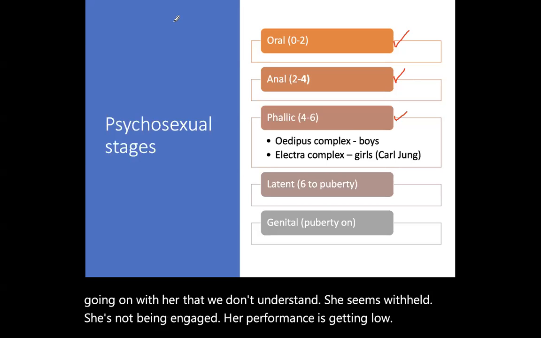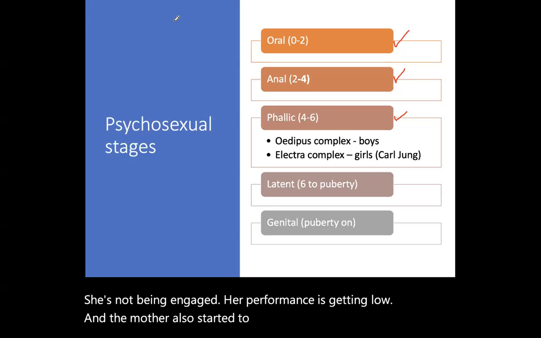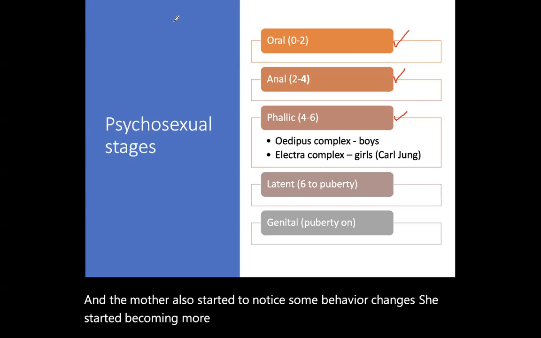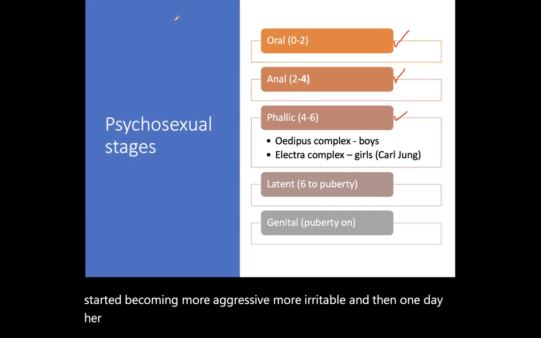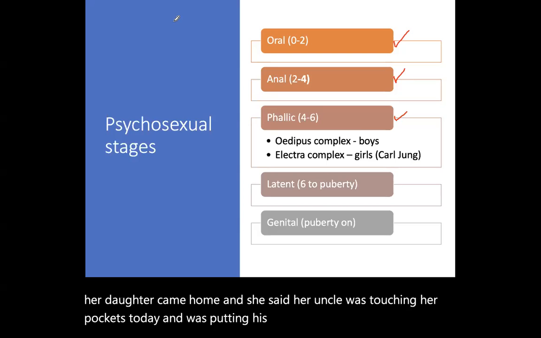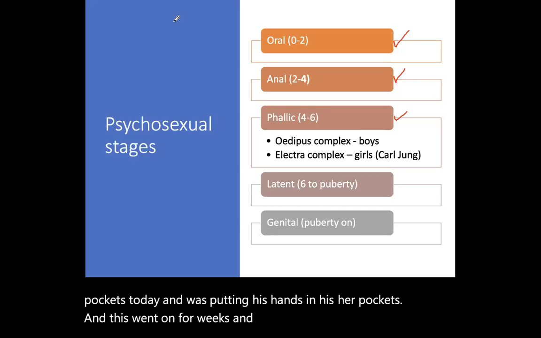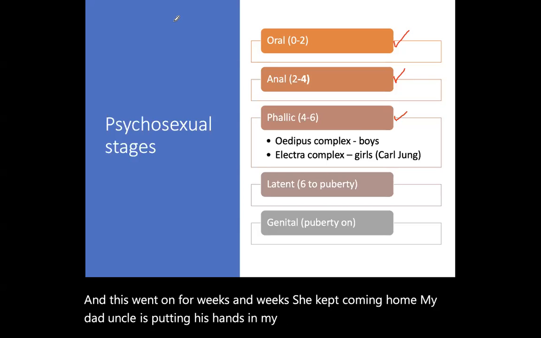And the mother also started to notice some behavior changes. She started becoming more aggressive, more irritable. And then one day her daughter came home and said her uncle was touching her pockets today and was putting his hands in her pockets. And this went on for weeks and weeks. She kept coming home: my uncle is putting his hands in my pockets.